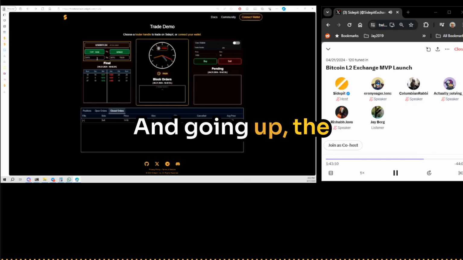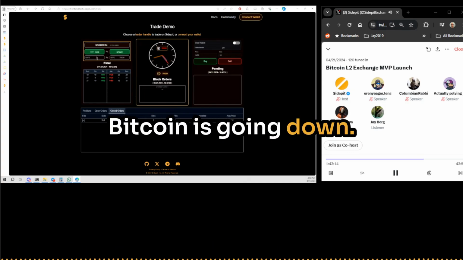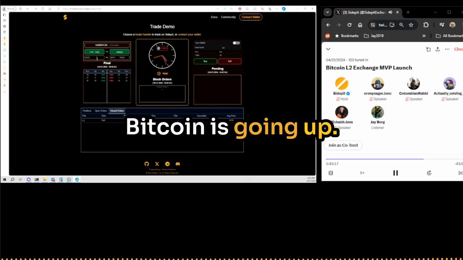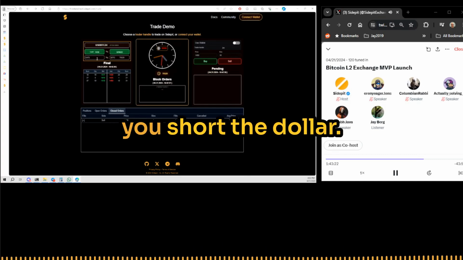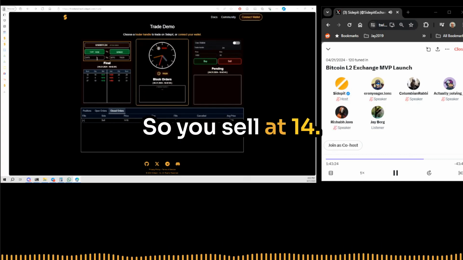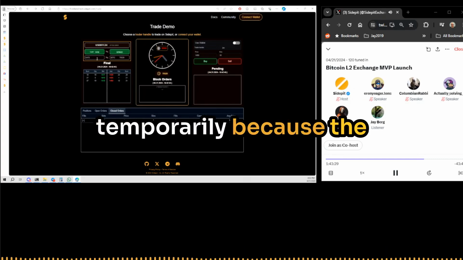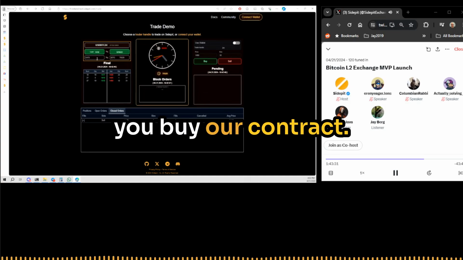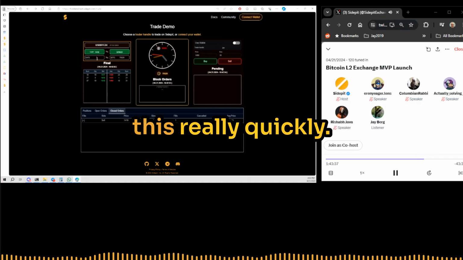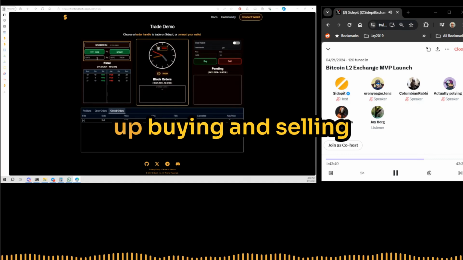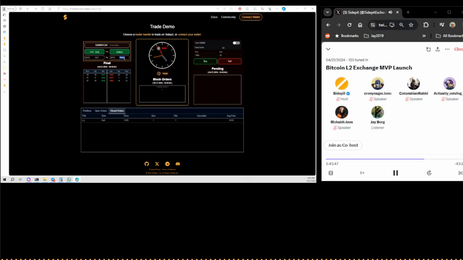And going up, the price of SciPid going up means Bitcoin's going down. And the price of SciPid going down means Bitcoin's going up. So if you want to take your Bitcoin and buy more Bitcoin, you short the dollar. So you sell at 1417. If you want to get out of your Bitcoin temporarily because the price is going to drop, you buy our contract. So as a day trader, as a professional day trader, you get a hang of this really quickly, and then you just end up buying and selling, looking at the price, Satoshis per dollar, 1417, and that's it.